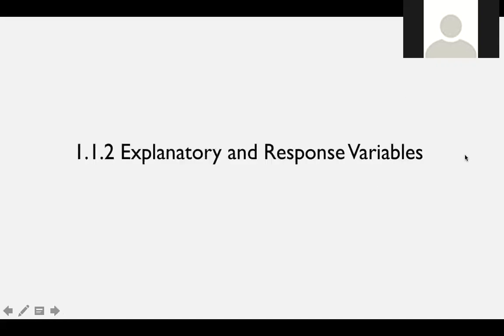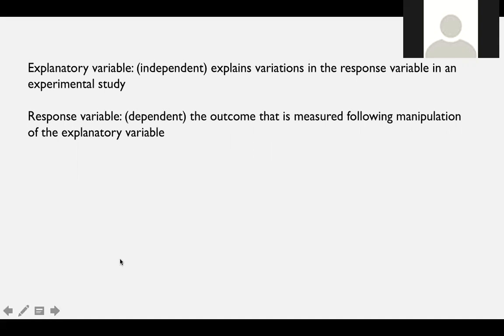So then we can go into explanatory and response variables. You're probably familiar with independent and dependent variables. These are very similar. An explanatory variable is known as the independent variable, and it explains variations in the response variable in an experimental study. So these are what are being manipulated here. And then the response variable is what is measured. So it is the outcome that is measured following manipulations of the explanatory variable.